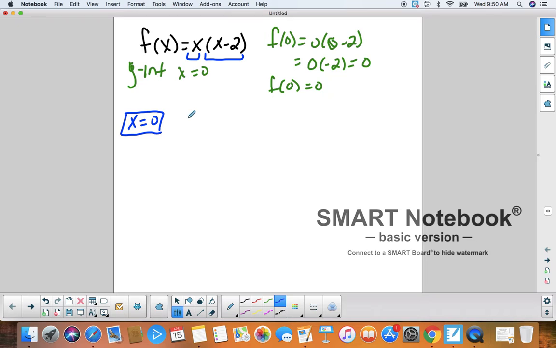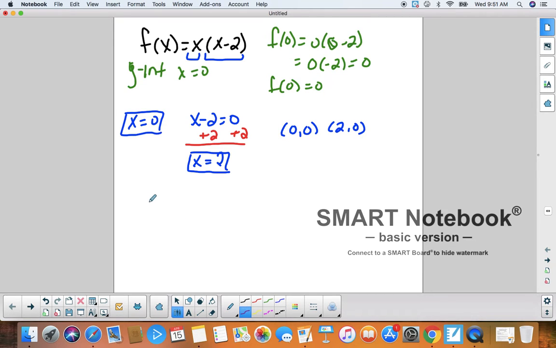For the second factor, x minus 2, I'm going to let x minus 2 equal 0, and I'm going to solve this using addition property of equality. I'm going to add 2 to both sides. So my solution here becomes x is equal to 2. So my other x-intercept is 2. If I was going to write those as ordered pairs, I would write them as (0, 0) and (2, 0). Those are your x-intercepts. Lastly, they're asking whether or not this function opens up or opens down.